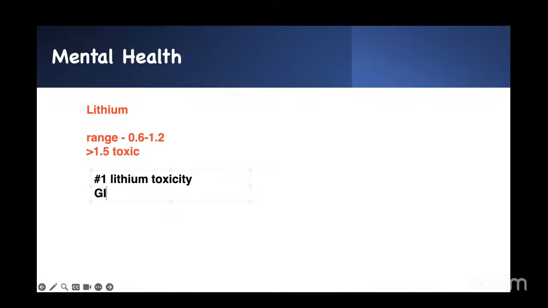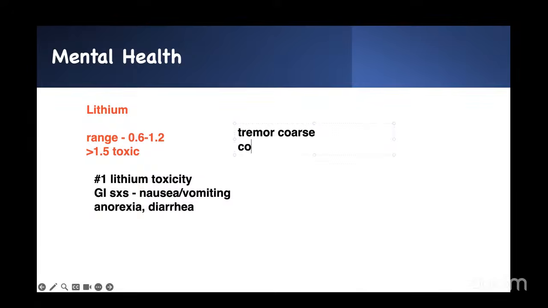It's GI symptoms. So these GI symptoms can be anything like nausea, vomiting, anorexia, diarrhea. These are all bad problems. So these are your priority information. You're looking for a patient who is on lithium and is having diarrhea, nausea, vomiting, or anorexia, right? Those are the key. Remember, there can be other symptoms, so don't get trapped. These are the traps, right? They're going to have tremor, and they're going to have confusion.